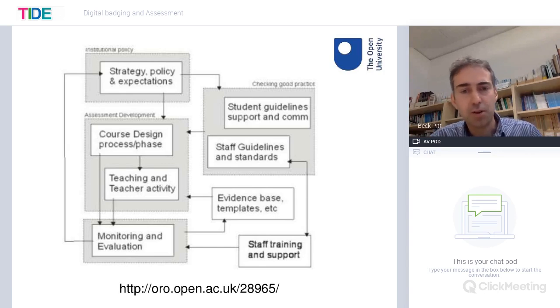But then also, as you can see on the right-hand side, we have these quality assurance processes. So we have checking good practice, so student guideline support and communication, making sure students are very clear what assessment they're expected to do and how that will be assessed. Also, staff guidelines and standards, so staff are very clear about how they can support students and also the standards that are expected of that assessment. And then alongside those, and working interleaved with those, are an assessment base of good practice and of templates that staff can draw upon.